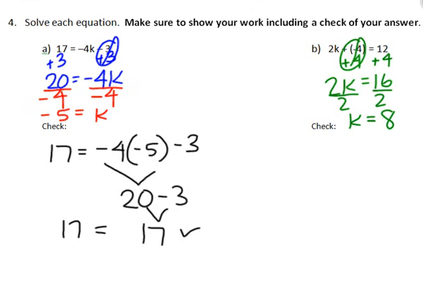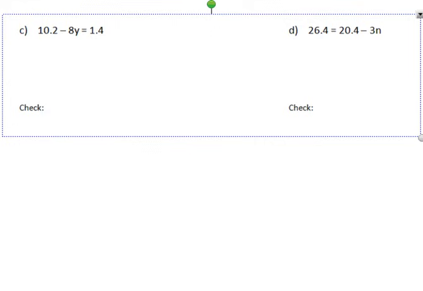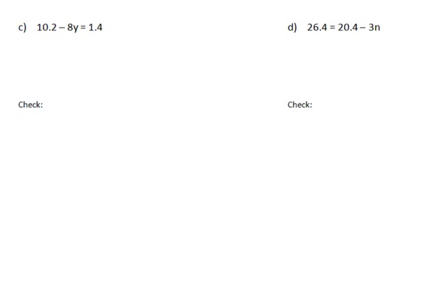And then just like before, we're going to substitute that in. 2 times 8 plus negative 4, we're going to make sure that that equals 12. 2 times 8 is 16, and 16 plus negative 4 is 12. So that works, and I know that 8 is the answer to the equation. Okay, next, part C. C and D, we just have some decimals in there. Works the same way.